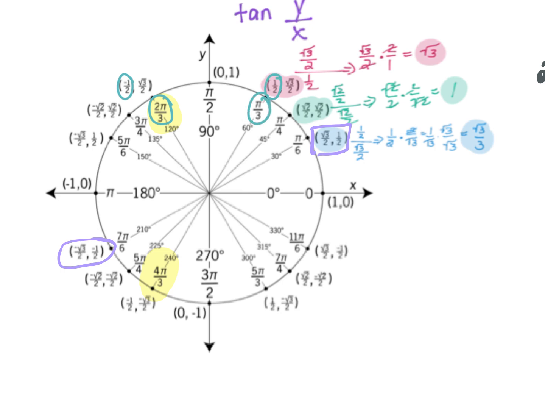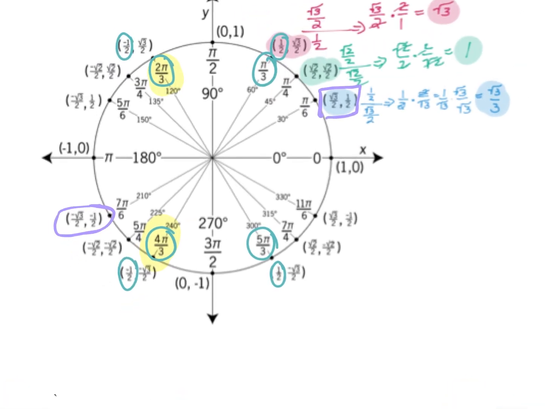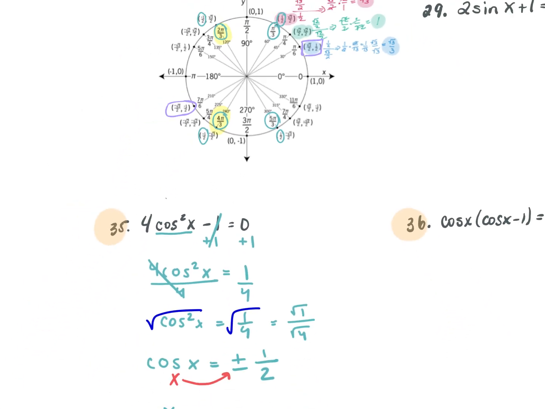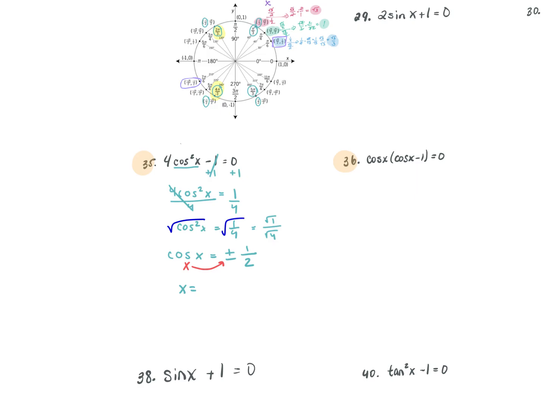Anywhere else? 5 pi over 3. Yep, positive 1/2. And 4 pi over 3. Perfect. What do all of our answers have in common? They're all over 3. So that'll be a similar pattern. When you're looking for the same number, it'll have the same denominator. So our x equals pi over 3, 2 pi over 3, 4 pi over 3, and 5 pi over 3. So those are our 4 answers here.